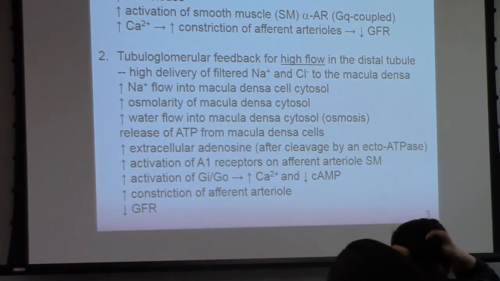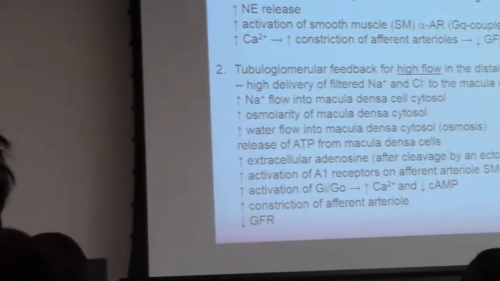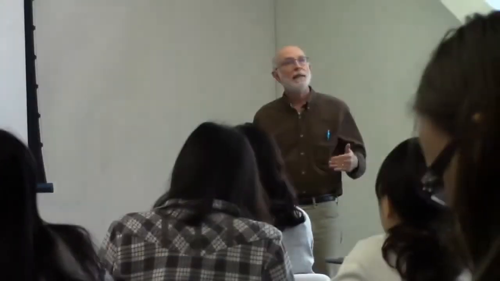So there is such a thing called tubuloglomerular feedback. Some of these words are great. Tubuloglomerular feedback. The word is exactly what you would think that it is. The tubules feed back information to the glomerulus and control glomerular filtration. So there's two forms of tubuloglomerular feedback, one of which is if there happens to be high flow in the distal tubule.